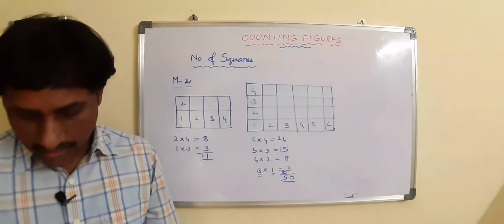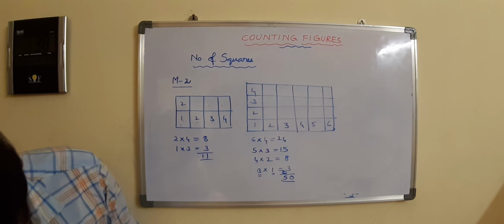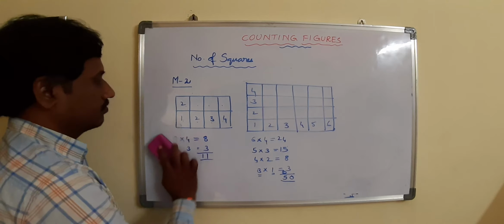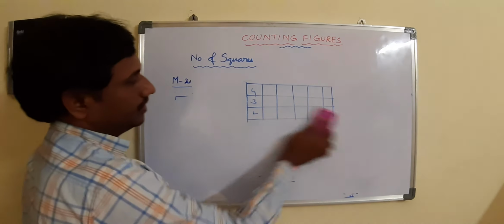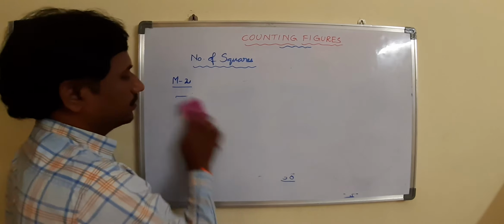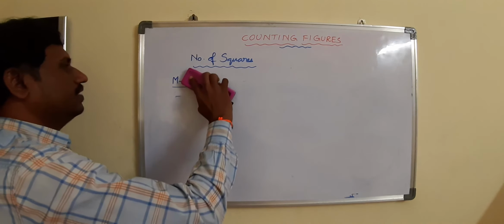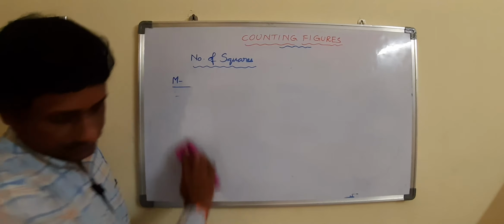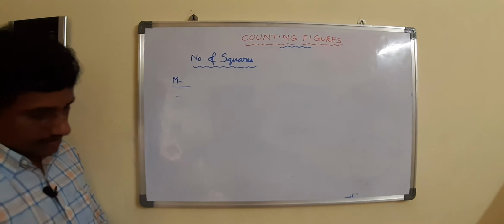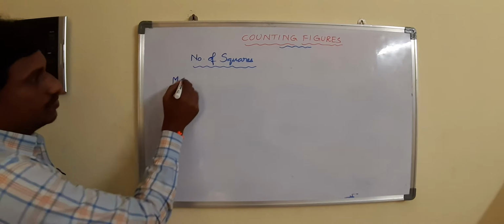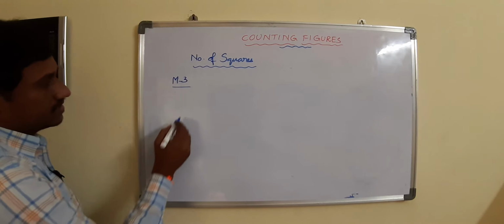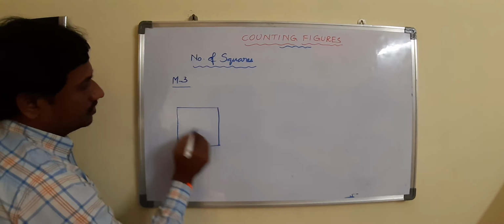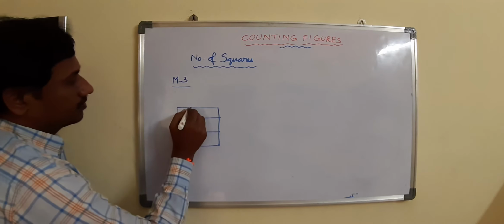Okay. Model 3. Model 3 means we'll do some examples based on these two logics. These are direct, but directly we cannot expect all the time the problems in competitive exams. Why? Because nowadays competition becoming more and more tough. Then here in model 3, based on this, we'll discuss some problem. Suppose they ask the question, how many total squares are there in this figure?